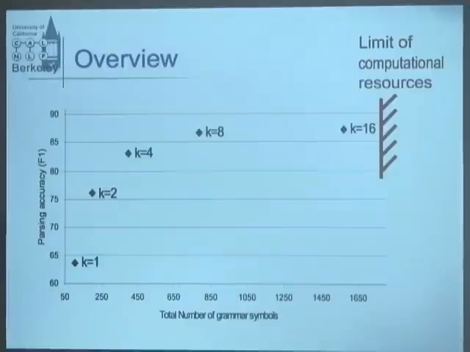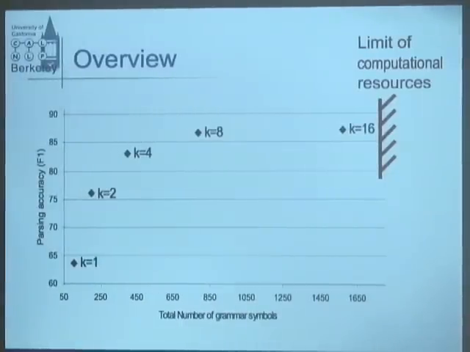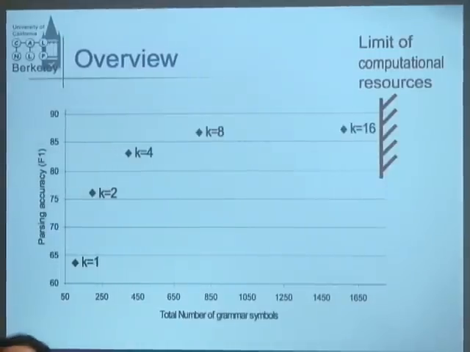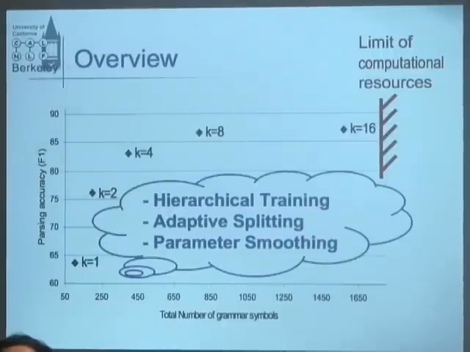This is what previous work did, and at some point we run out of memory and also patience to run it. So when we have split every category in 16 substates, performance levels out at about 86%. And our contributions will be threefold.